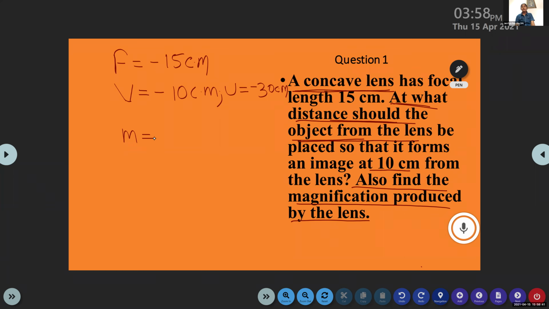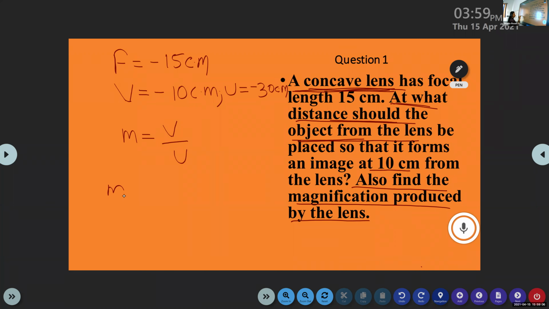M is equal to V by U. Is M equal to positive V by U or negative V by U? Positive, for lens. Very good. M is equal to positive V by U. Negative V by U is in the case of spherical mirror. Here we are considering the case of lens. So the magnification formula for lens is M is equal to positive V by U.